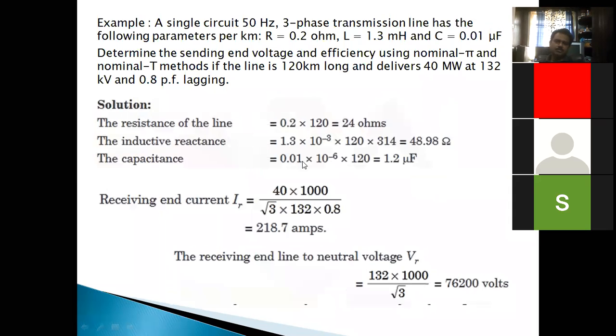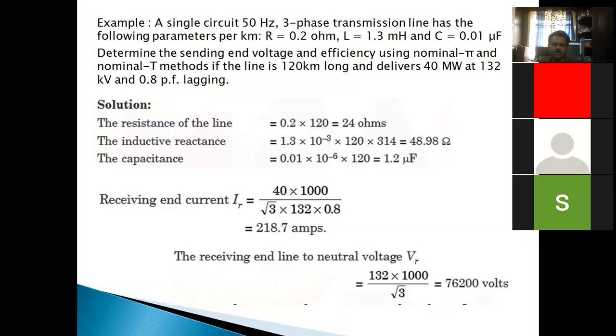So try to solve one more example based on this. Don't copy, simply write down the problem. A single circuit 50 Hz 3-phase transmission line has the following parameters: resistance, inductance and capacitance. Determine the sending end voltage and efficiency. No need to find out regulation in this case. Simply efficiency of the transmission line is sufficient, and also the sending end voltage using nominal pi and nominal T methods. If the line is 120 kilometers long and delivers 40 megawatts at 132 kV and 0.8 power factor lagging.